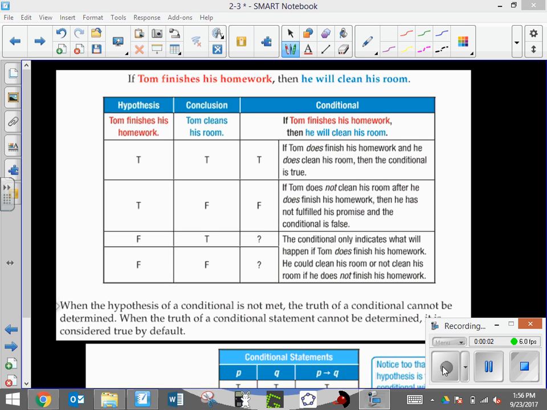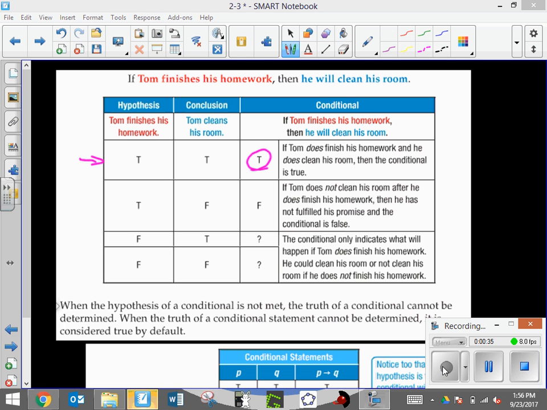The next part that we are going to do is identify the truth value of conditional statements. So the first two are going to be pretty easy for us to understand, I think. The next ones are going to be a little interesting. They're going to be an interesting case for us. So the first part, if I say that my hypothesis is true and my conclusion is true, we would probably and hopefully understand that my conditional would be true.